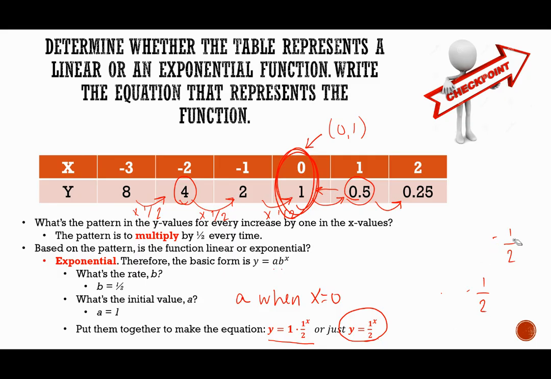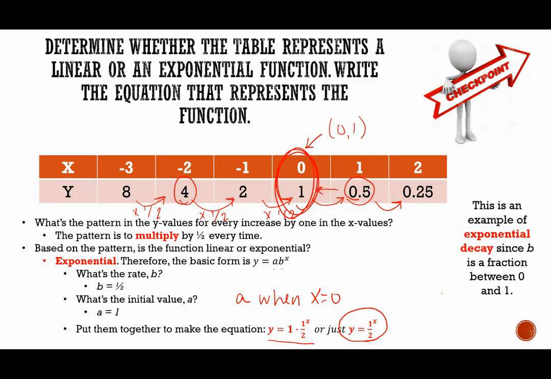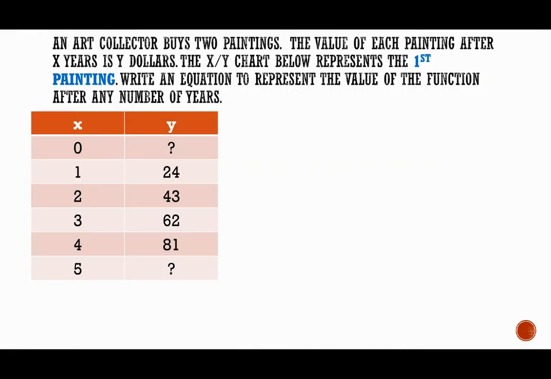And I'm going to erase this for a second because I have a little piece of information I want you to see. This is an example of exponential decay because my common ratio, b, is a fraction. And that just means it's decreasing over time. Okay, let's look at another example very similar to this one.